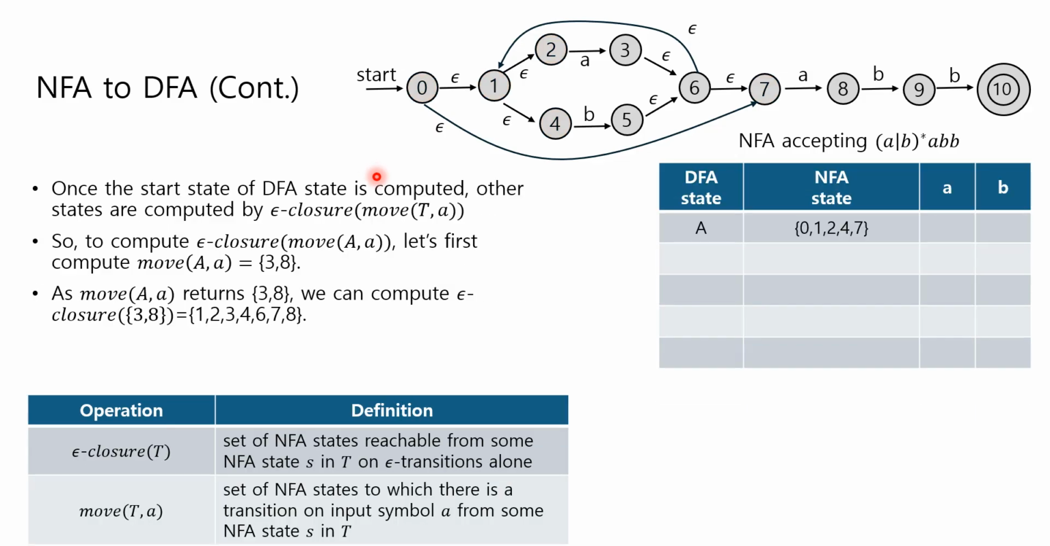Once the start state of the DFA is computed, which is state A, the other states are computed by epsilon closure of move of (D, a). So move of (D, a) is the set of NFA states to which there is a transition on input symbol a from some NFA state s in T.